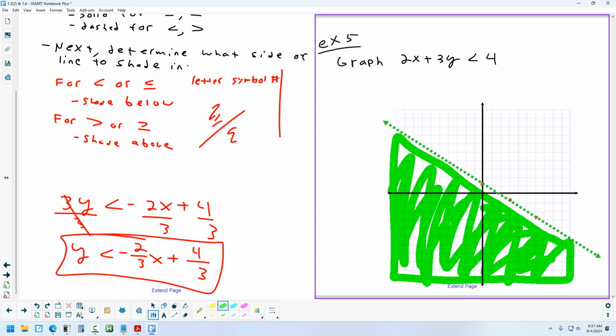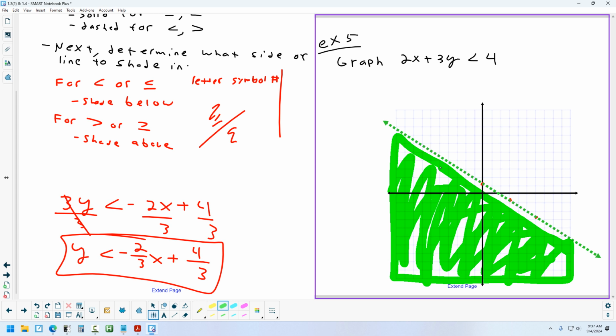And another way you can check if you did it right is pick a point that's somewhere in this shaded region. If you plug it in, it should work. Right? So a point that looks pretty easy and is in the shaded region is 0, 0. If we plug in 0, 0, it should work in the original problem. 2 times 0 is 0. 3 times 0 is 0. 0 plus 0 is 0, and 0 is less than 4.